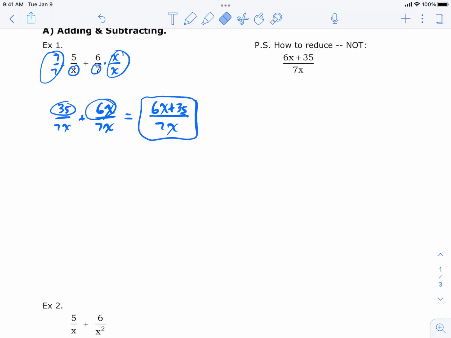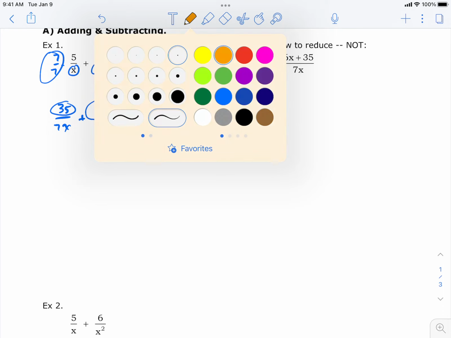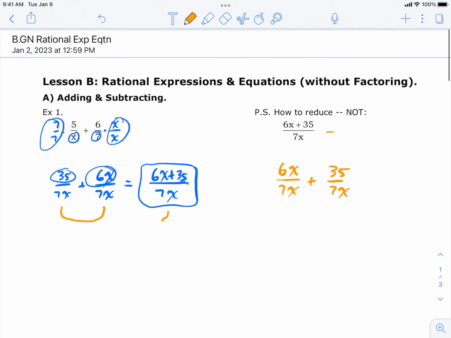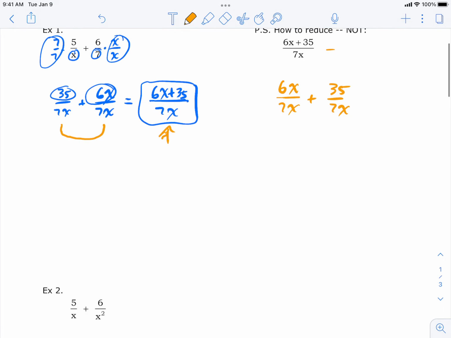So how do we look at this for canceling? If you wanted to try to cancel something, you could say, let's split this up into 2 fractions like this, which is where we got it from anyway. We had the 35 over 7x and we added the 6x over 7x. That's how we got this in the first place. So I'm splitting this up into 2 fractions. In this fraction, I can cancel x's, and in this fraction, I can cancel 7s. And that gets us back where we started.